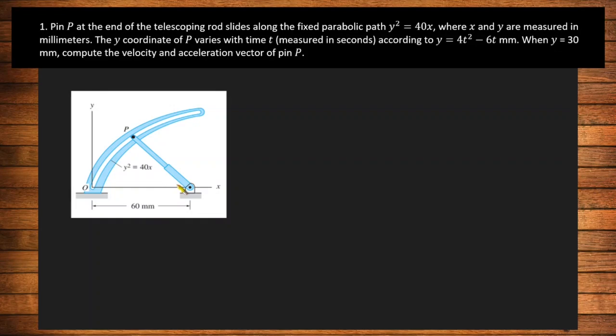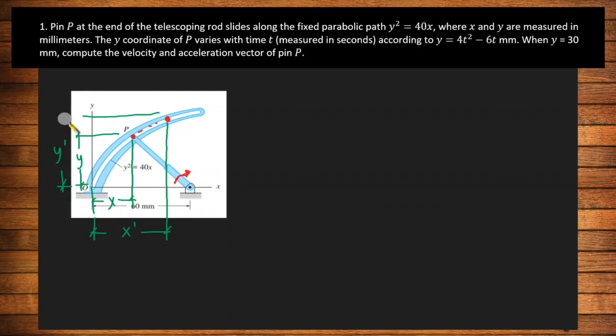So if you can imagine, as this rod rotates, the position of point P, itong nasa dulo niya, also changes. So it will move along this path. So let's say that this is the initial position of P. This will be the x and y coordinate of P. Now after some time, P will move. Okay, so let's say it is now in this position. Okay, so ibig sabihin, yung x and y coordinate niya ngayon, magbabago rin.